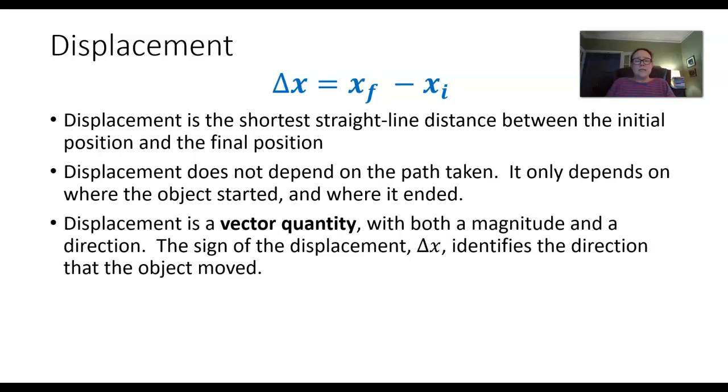Now, displacement is a vector quantity. That means that displacement is giving us two types of information. The amount of the displacement, which is called the magnitude, tells us how far. And the sign, positive or negative, identifies what direction the object moves. So an object that has a displacement of 2 meters moved 2 meters in the positive direction. But an object that has a displacement of negative 2 meters moved 2 meters in the negative direction. So the sign is giving us important information.